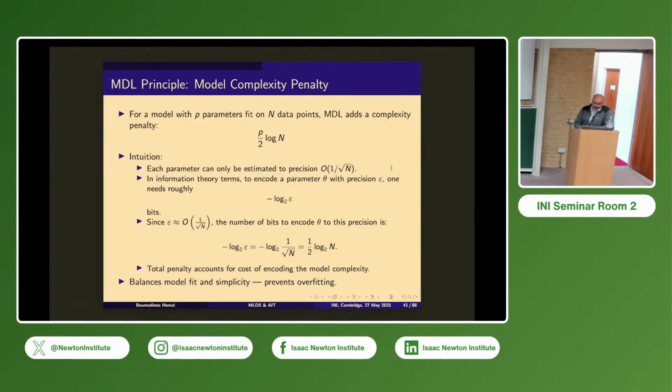There's a term that always shows up in the kernel complexity, which is P over 2 log n, where P is the number of parameters and capital N is the number of data points. This comes naturally from the Bayesian perspective. Each parameter can be only estimated to a precision proportional to 1 over square root of n. By taking the minus log, we get log n over 2. If we have P parameters, the kernel complexity will be P over 2 log n. So it balances model fitting and simplicity and prevents overfitting.